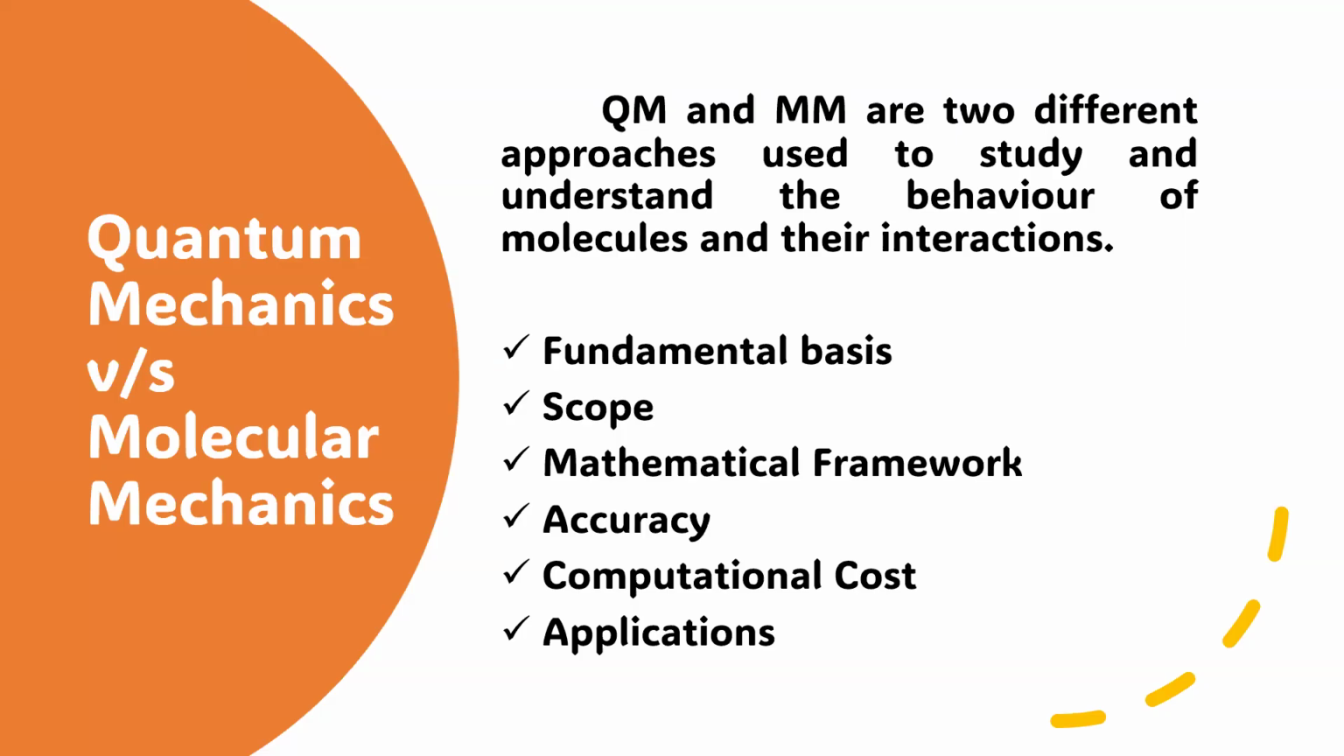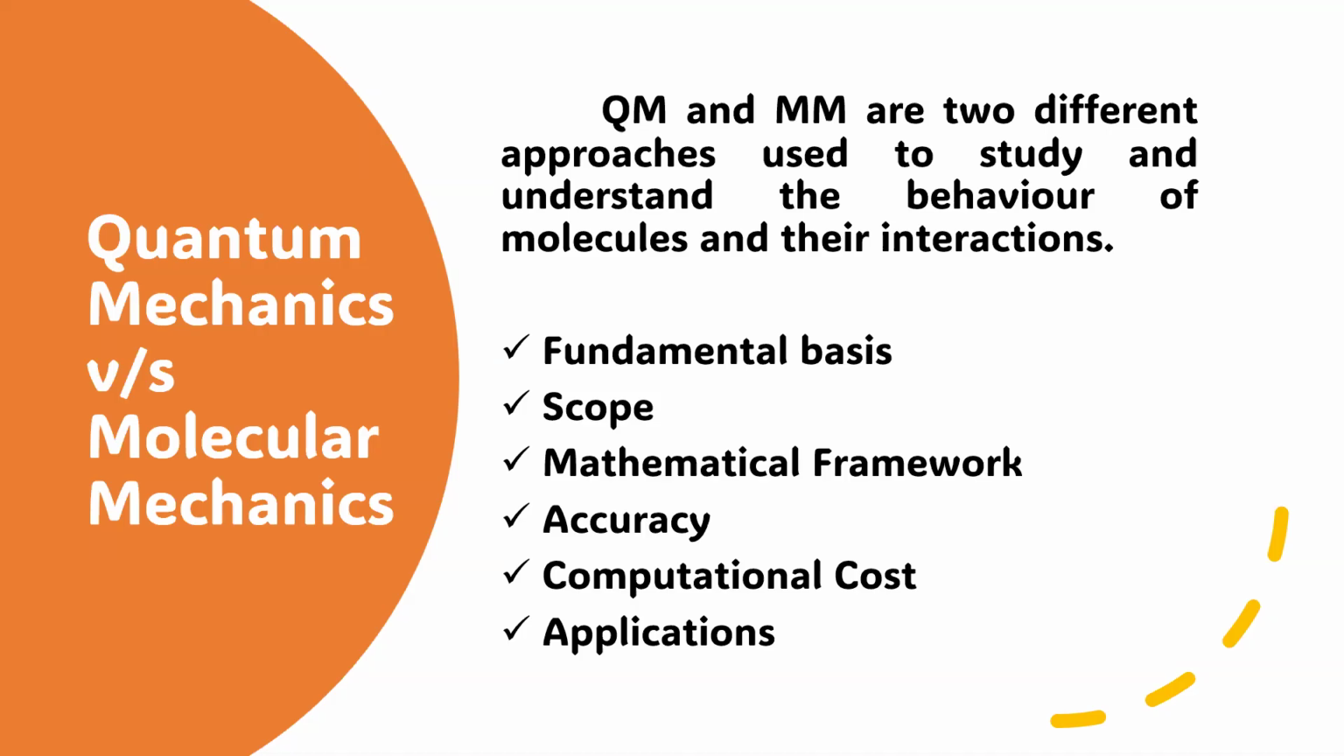So when it comes to accuracy, which one will give the more accurate result, quantum mechanics or molecular mechanics? If you compare, quantum mechanics will give a highly accurate description of your molecular system, and it will account for the overall electronic structure, the energy levels, the positions of the particles and their momentum. You will get all the information.